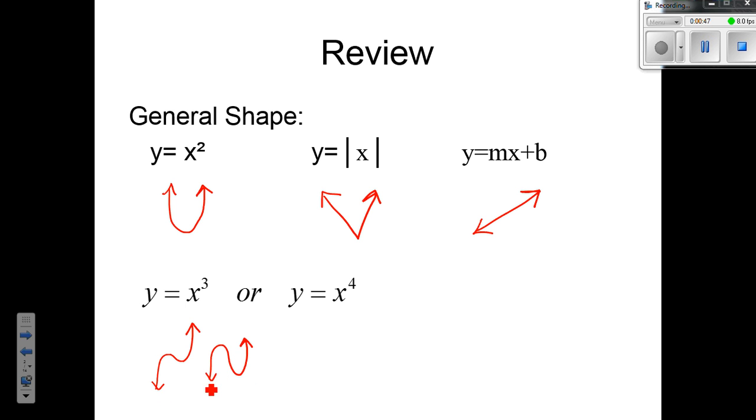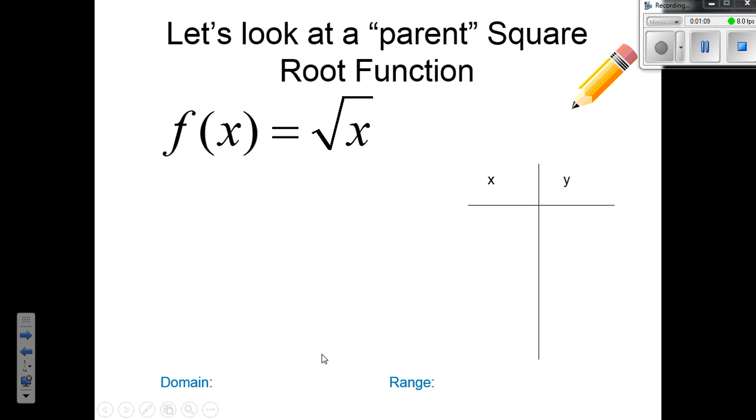It has end behavior and turns. And y equals x to the fourth power is quartic. And so that's going to give us maybe something that looks like this. Okay, so those are the graphs that we have learned, and we are going to continue learning graphs. And today we are going to spend our time talking about square root functions.